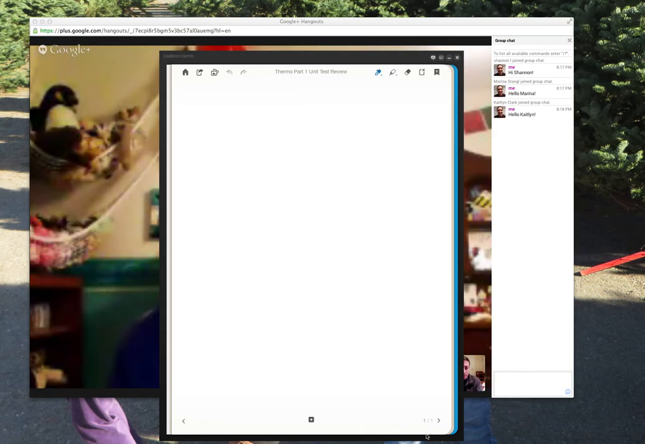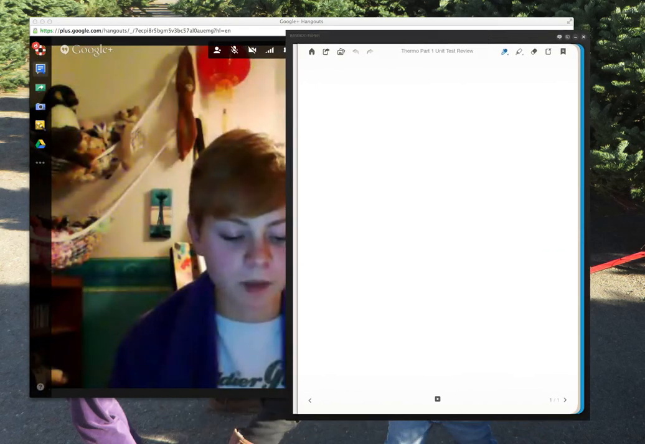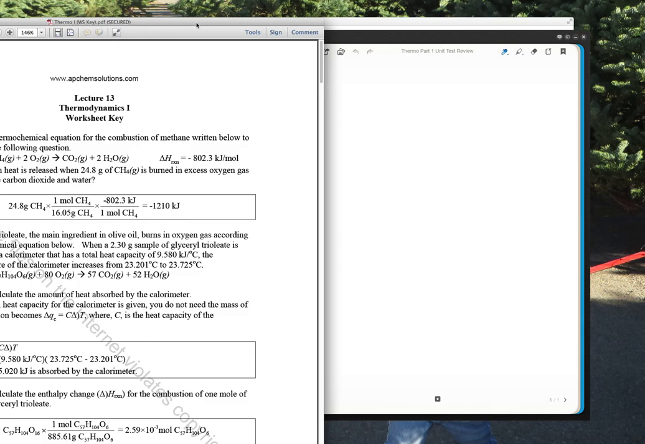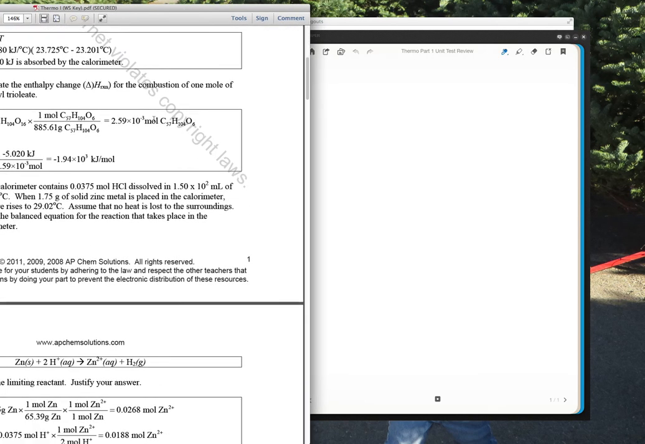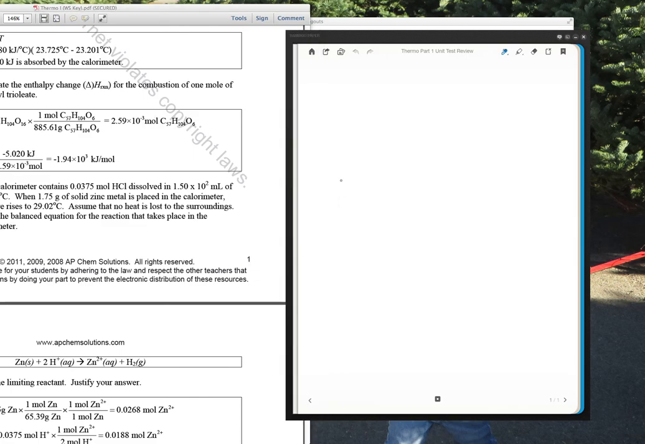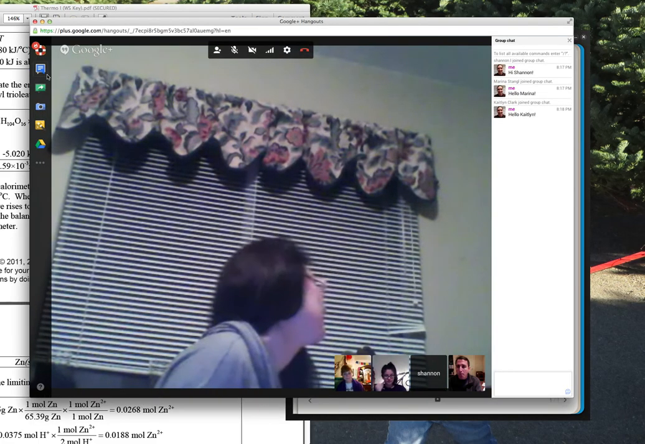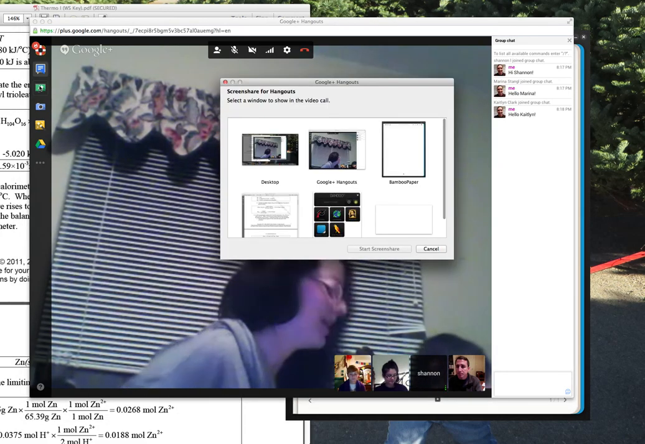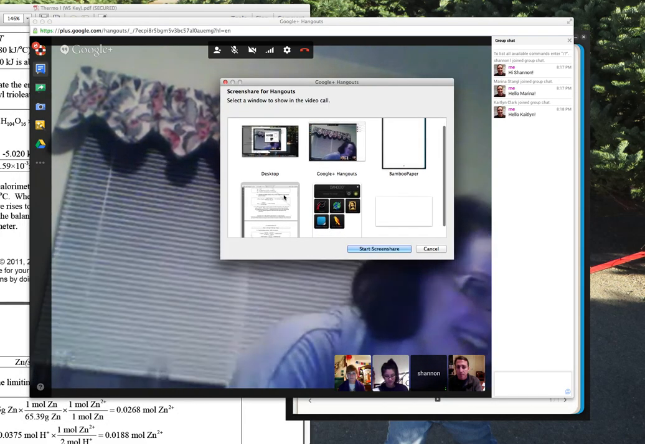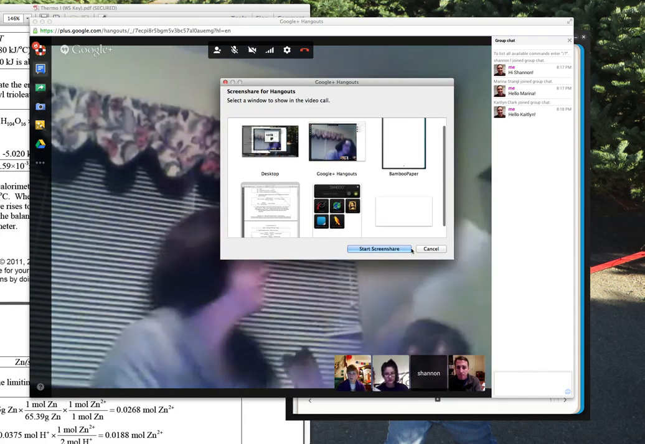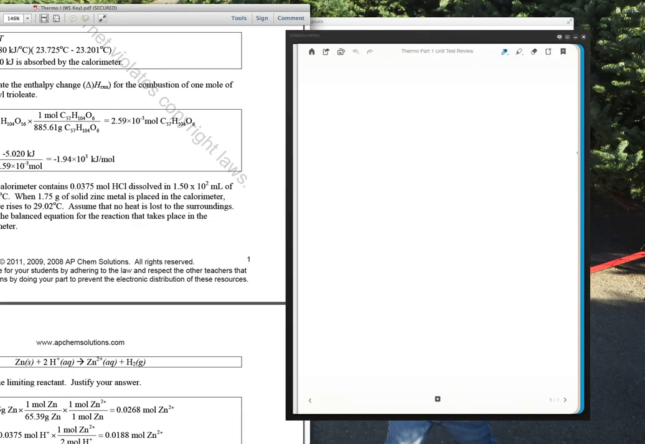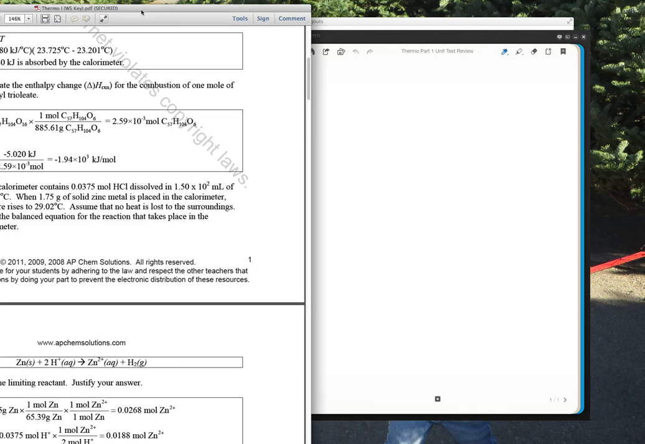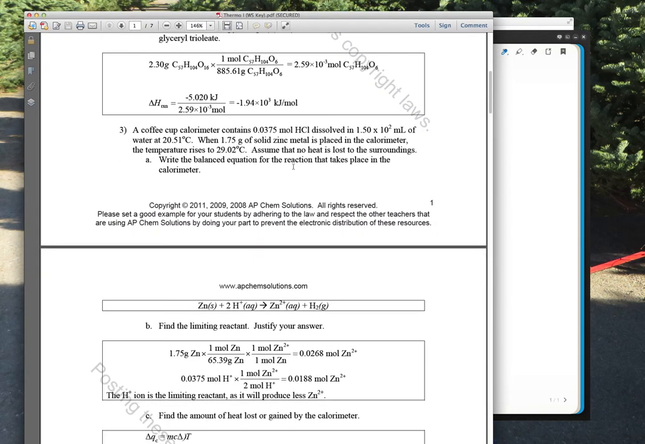Okay. On lecture 13, my practice exam. Yes. In number 3A, why is the reaction simplified to ions? Let's take a look. All right. So, can you guys see the worksheet? Yeah.